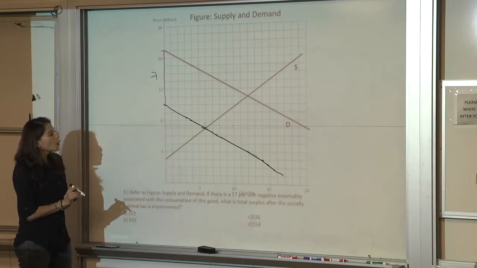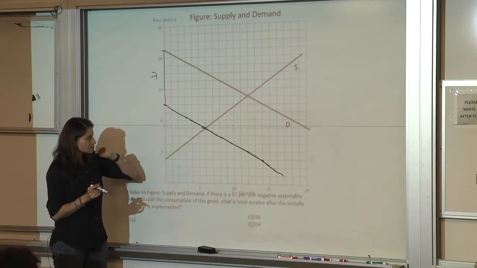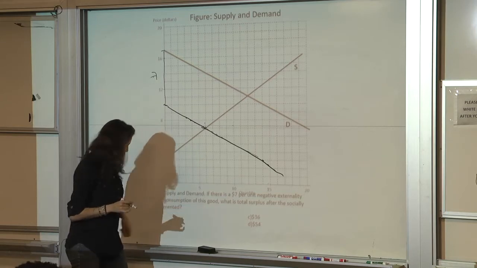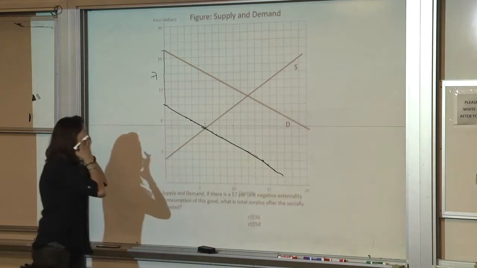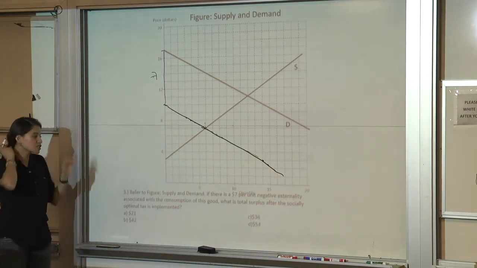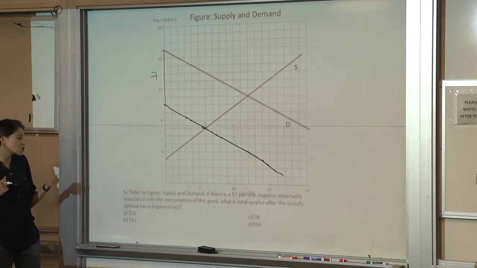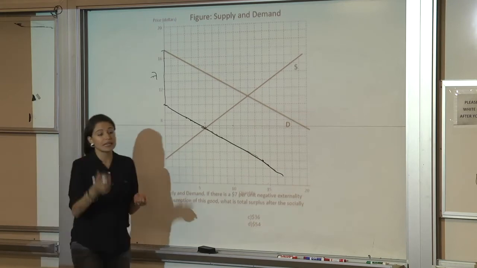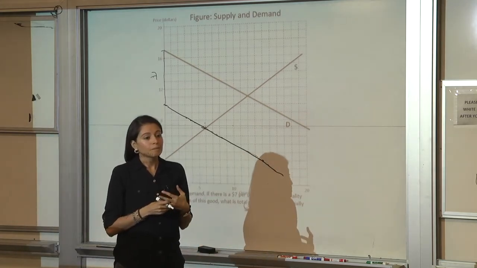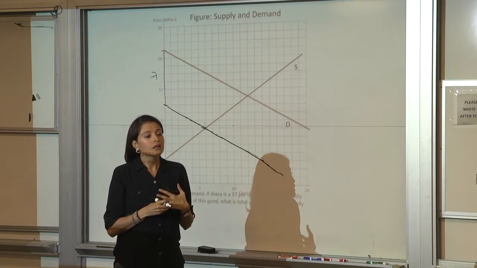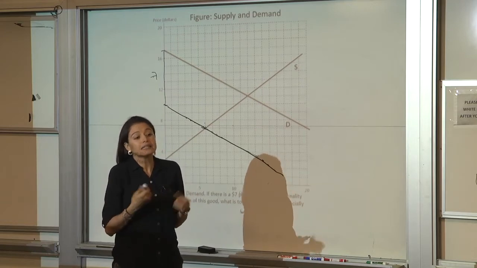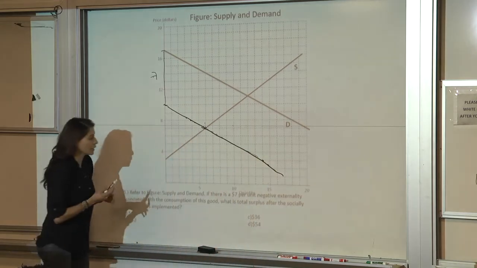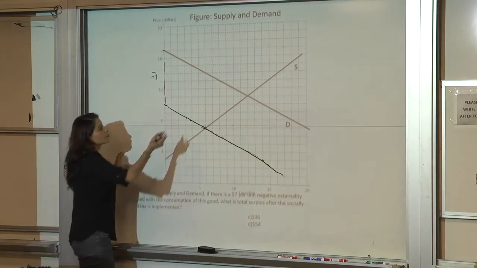Okay. So here, we move the demand down. And now we need to know what is the total surplus after the socially optimal tax is implemented. What happened with this tax being implemented? Yes, question? If we had, for example, a positive externality, would we move the demand curve up? If you have a positive externality, yes, you will move the demand curve up. Okay?